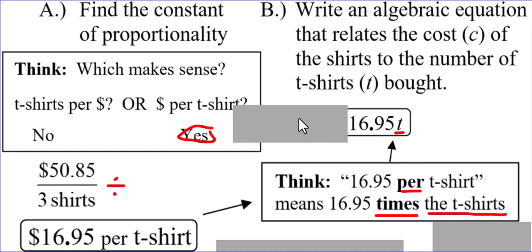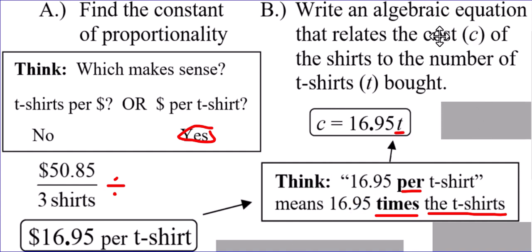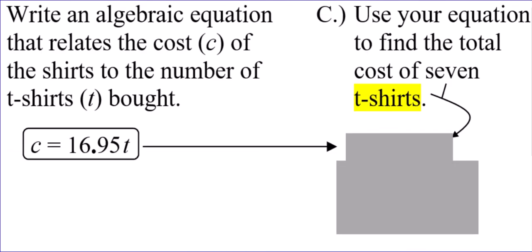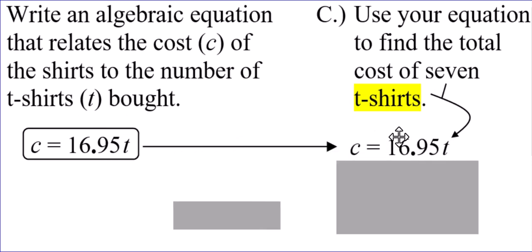Now, what will that be equal to? That will be equal to the cost, which was the other variable that part B told me to use. Now, part C, use your equation. So the first thing you're gonna do is take your equation from part B and rewrite it for the beginning of your work for part C. And what are we using our equation to find? To find the total cost of seven t-shirts.